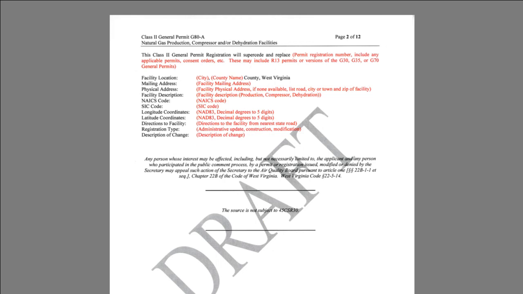We just put down basic information about where the facility is located, its mailing address, its physical address, what type of facility it was, the NAICS and SIC codes, latitude and longitude, the directions, what type of registration it was, and what was going on, like if it was new, indicate what kind of facility it was. If it was a modification, indicate the change or the modification.